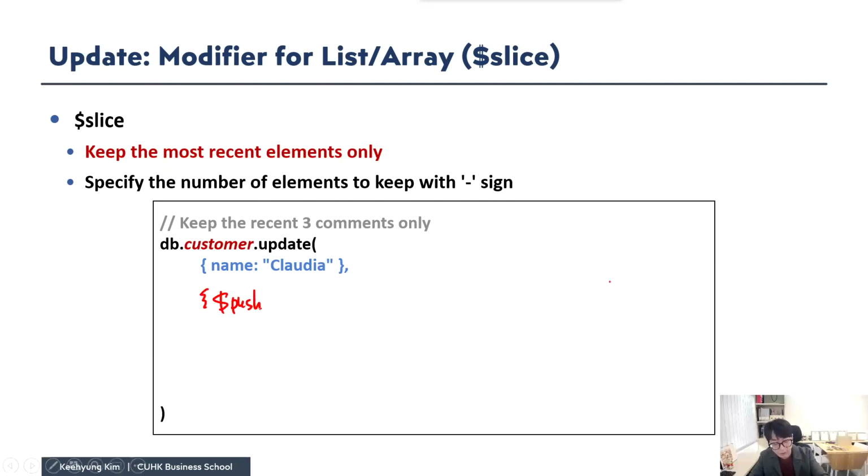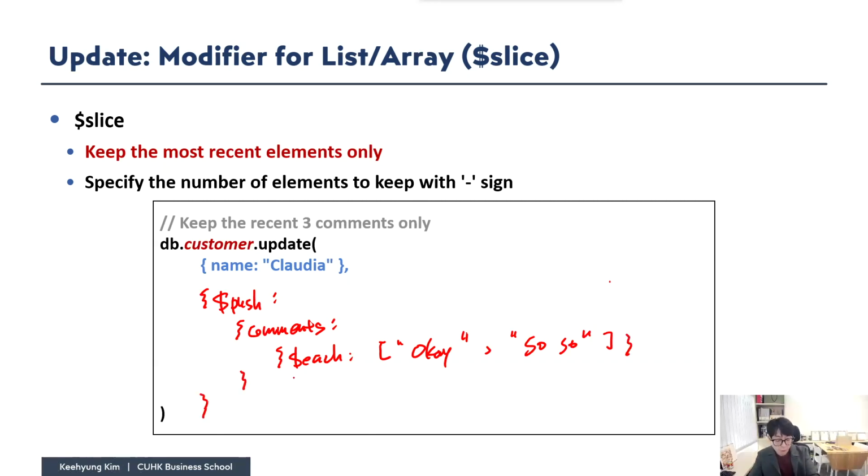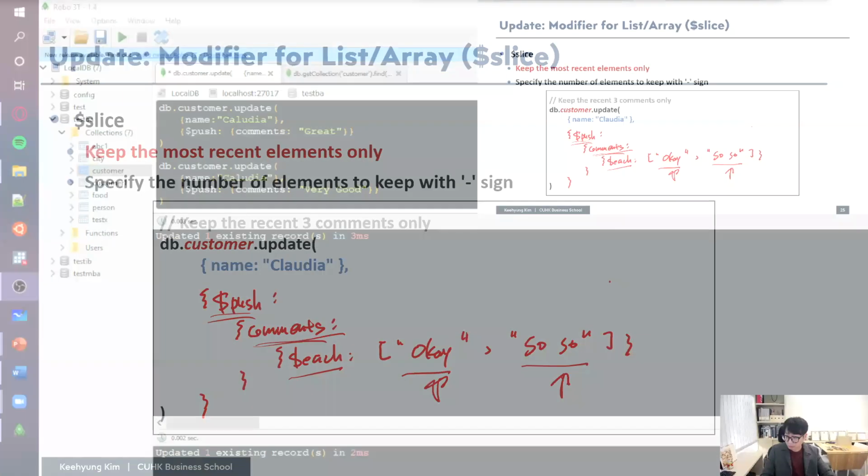Push operator to add an element into the list, and specify comments. So basically it's the field that contains your list. And then you can specify the each operator and you can specify a list of the comments you want to add, like okay, so something like this. Then the each operator will iterate over each element. So first of all, for this element, we add it into comments using the push operator. And for the second element, we add it into comments using the push operator like this. So this will also work well if we try here.